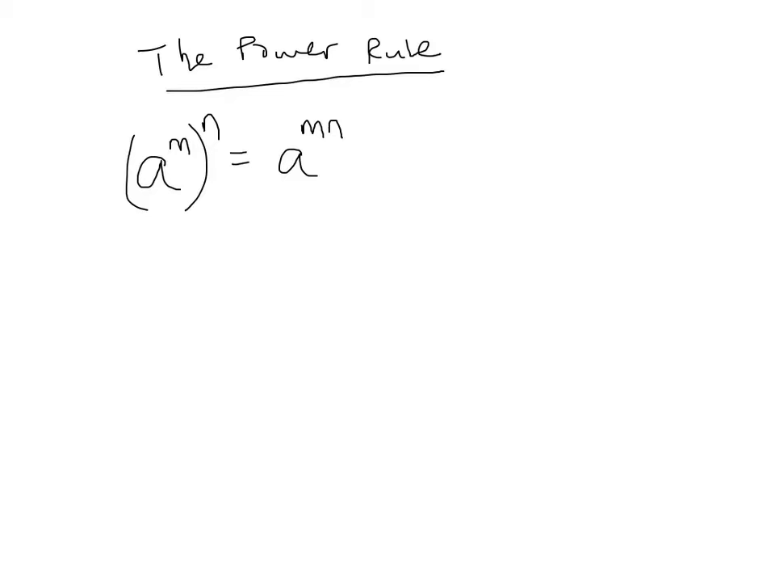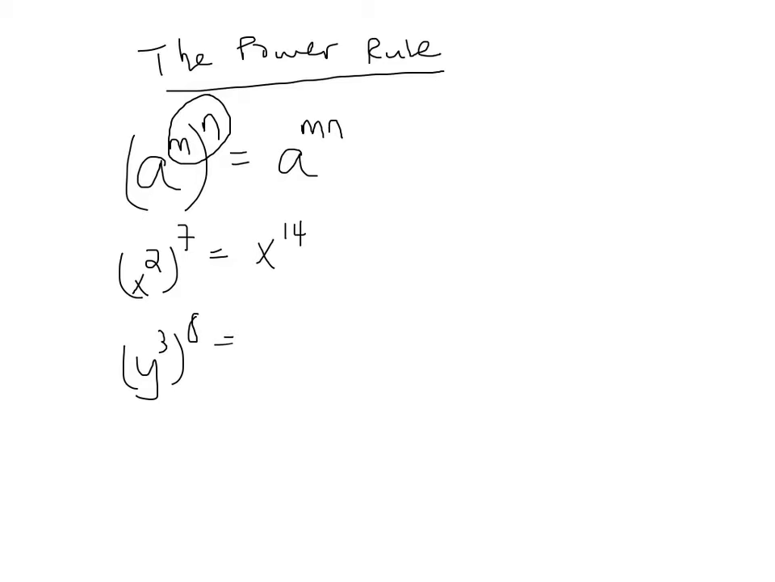So it's a single base a raised to a power, and then that whole term is raised to another power. So for example, if we have x squared to the 7th, we have x to the 14th power. If we have y to the 3rd to the 8th, we have y to the 24th power.